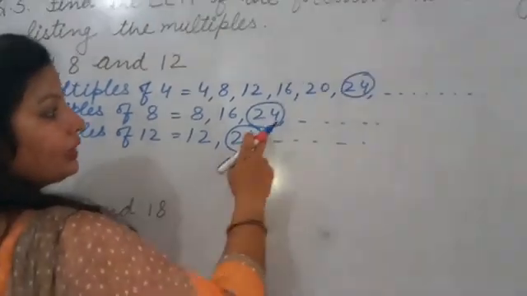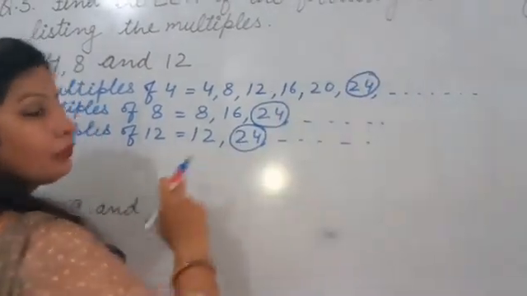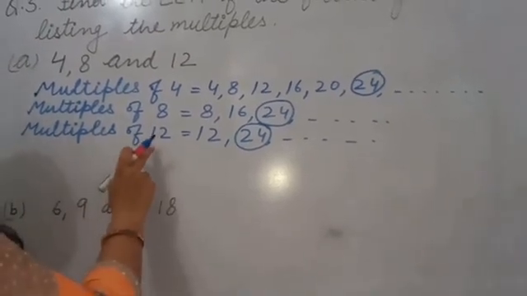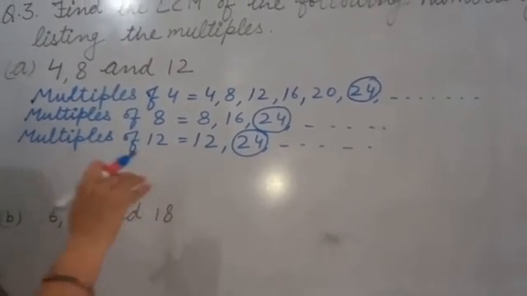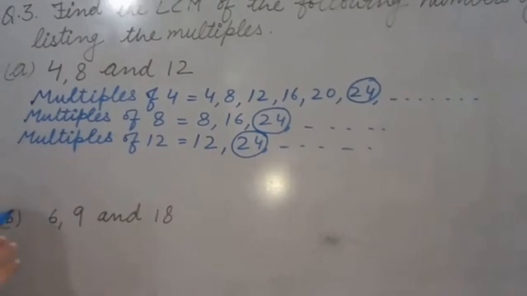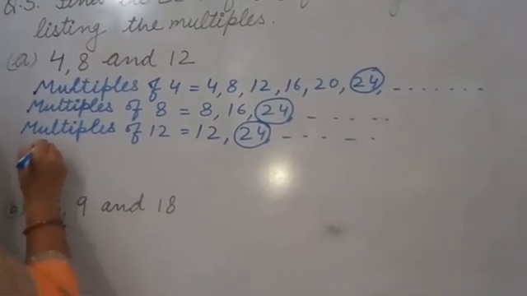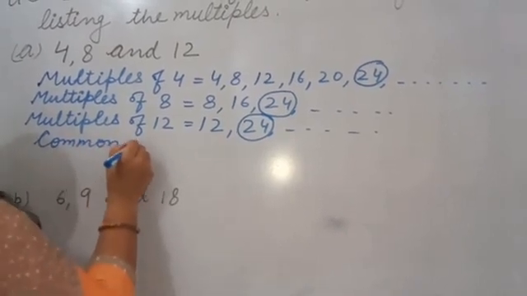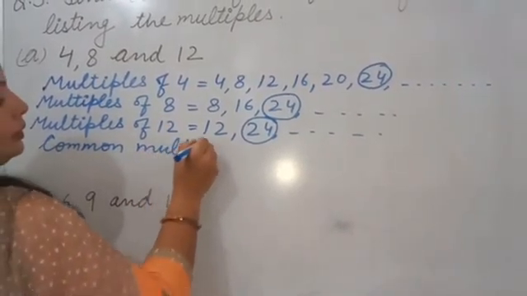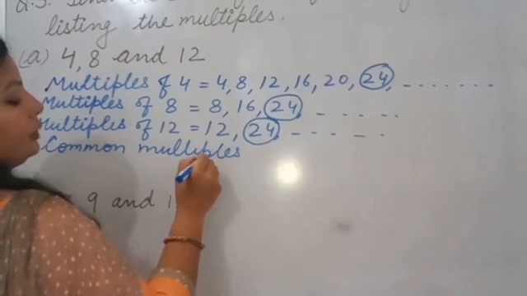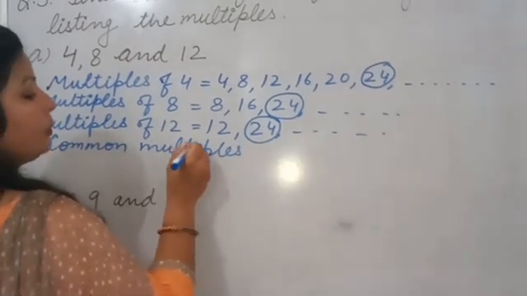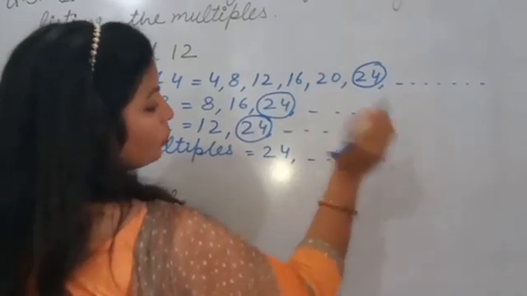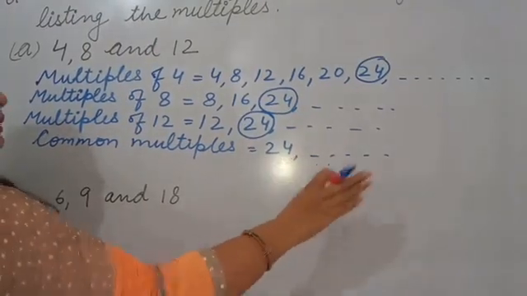There is 24 in this also, in this also. That means 24 is the first common. So which one is the largest number? By that multiple you can compare. Okay. So now we find the common multiples. So which is the common multiple? 24. Later on you will get 48 also. Okay. There also will be the table of 24.